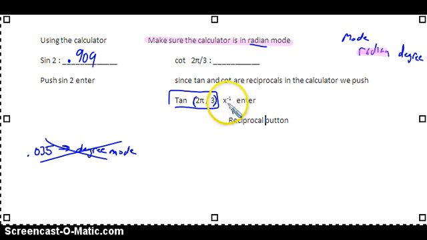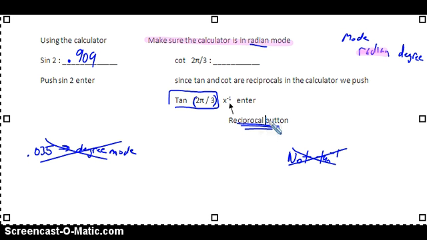Then what you're looking for is this x raised to the negative 1 button. You are not looking for the tangent raised to the negative 1. That's not what we're looking for. That's the inverse of the tangent. I want the reciprocal of the tangent. So I type in the tangent because that's its reciprocal identity. And then I hit this x raised to the negative 1 button in my calculator. Okay, so I'm looking for that reciprocal button.